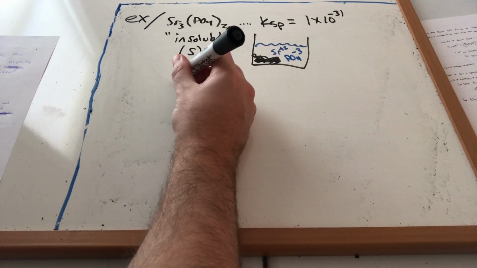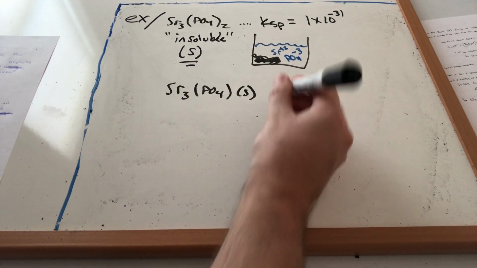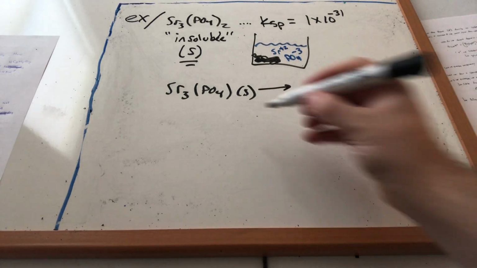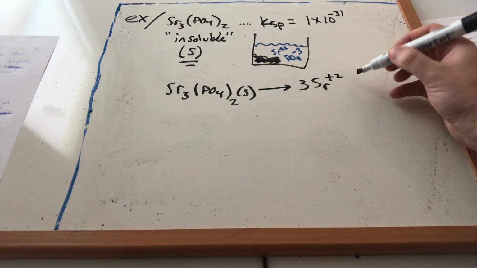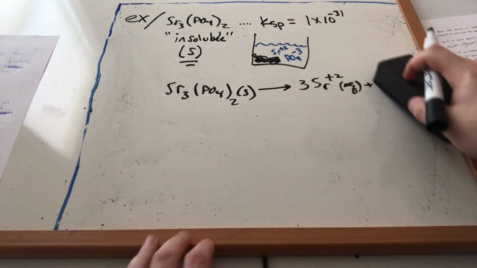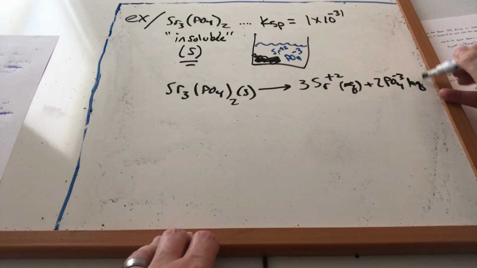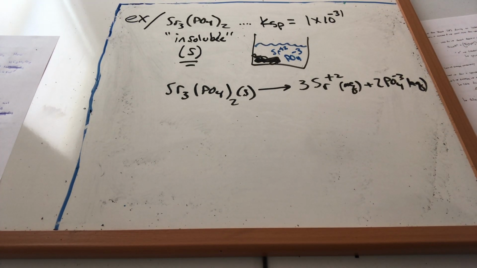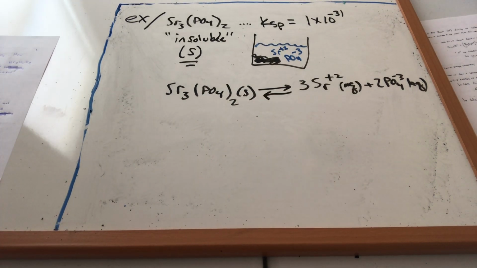So here's how you're going to do problems like this. If I gave you Sr3(PO4)2 to break down in water earlier in the semester, you would write this as 3 Sr+2, aqueous, plus 2 PO4-3, also aqueous. You know how to do those dissolutions already. You do them here the exact same way. The big difference here is we realize that this should actually be an equilibrium, and the equilibrium constant that describes the process is that.